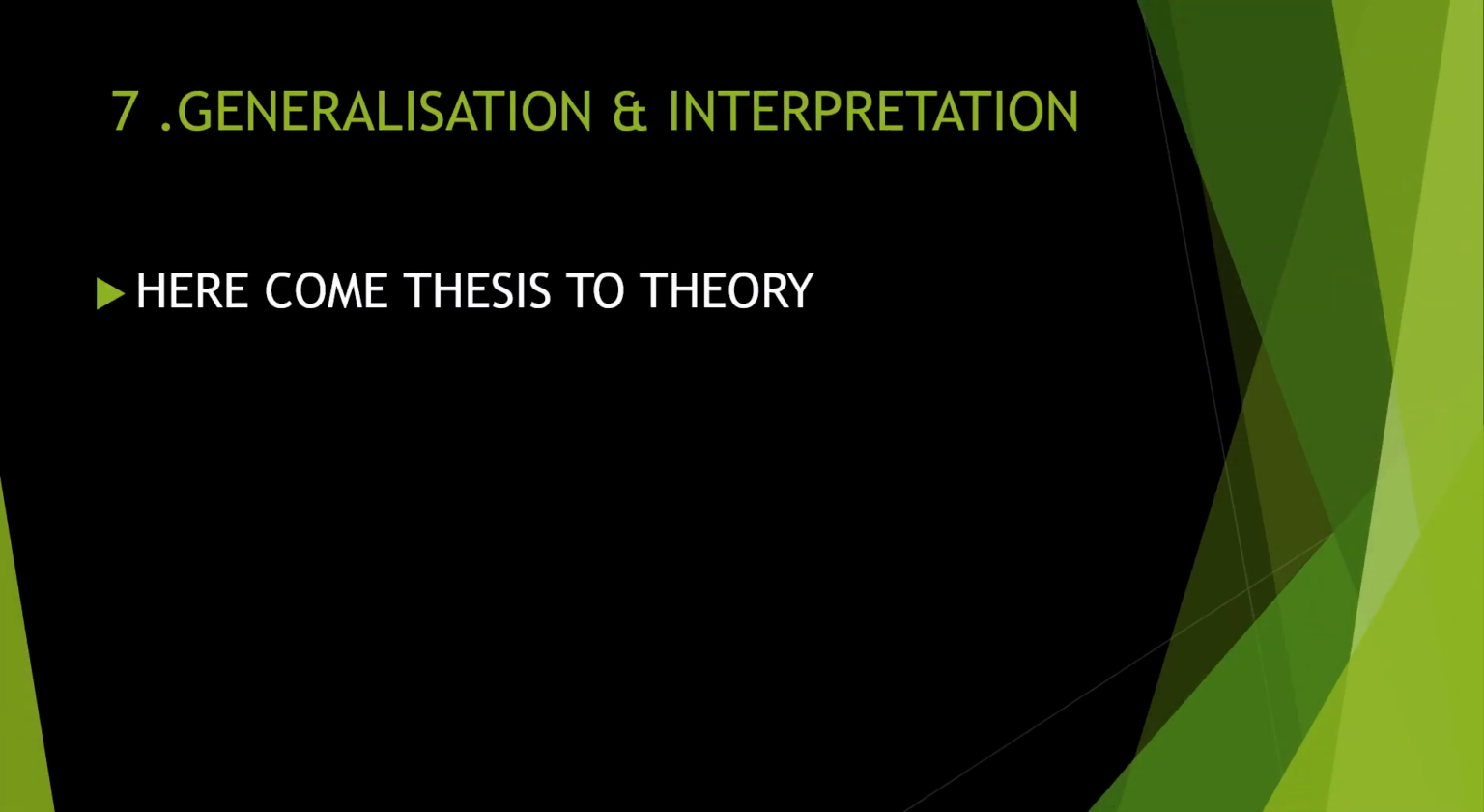Next is generalization and interpretation. After you collect all this data and analyze it, you make a generalization. That is the result of the research, what we call generalization and interpretation. You give an interpretation about what you have already found out. Here comes the thesis to theory. Here you write your theory area, how it is related. All these things you find out in this seventh step. Understood?